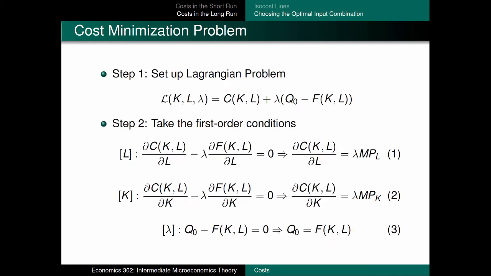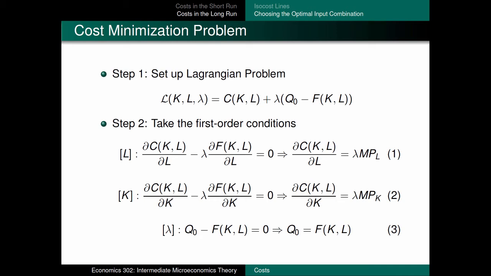The first step is to set up the Lagrangian problem similar to what we did in Chapter 3. However, there are three major changes. First, we replace the utility function with the cost function. Second, the consumer's budget, which was just a number, is replaced by the target quantity amount Q0, which is just a number. Finally, the consumer spending portion of the budget constraint is replaced by the production function.